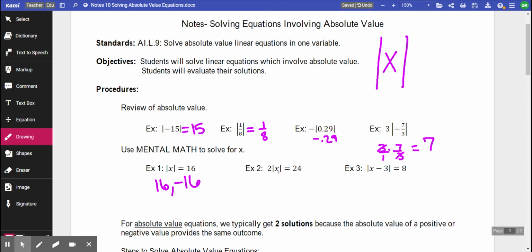2 times the absolute value is equal to 24. So 2 times what is 24? Well, that's 2 times 12. What's going to give you that's 12 away from 0? That's 12 and negative 12.